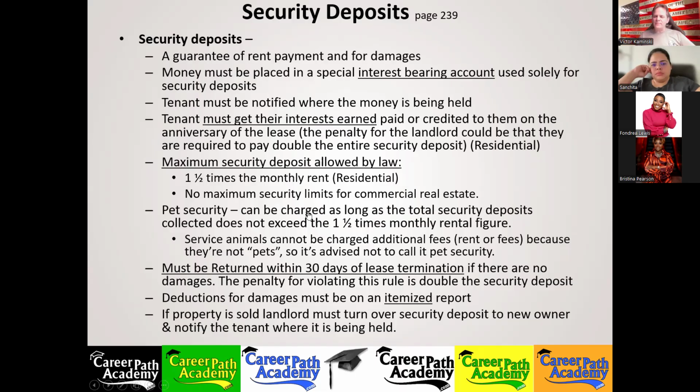No pet security can be charged as long as the total security deposits do not exceed 1.5 times the monthly rental figure. You could come up with it and call it something else. It's still security. So the total security deposits must not exceed 1.5 times the monthly rental figure. And be careful calling it pet security if somebody has a service animal, because they could say, oh, it's not a pet. So just call it security. Avoid the problem altogether, because the total security can't exceed 1.5 times the monthly rental figure, but you're allowed to charge up to that.